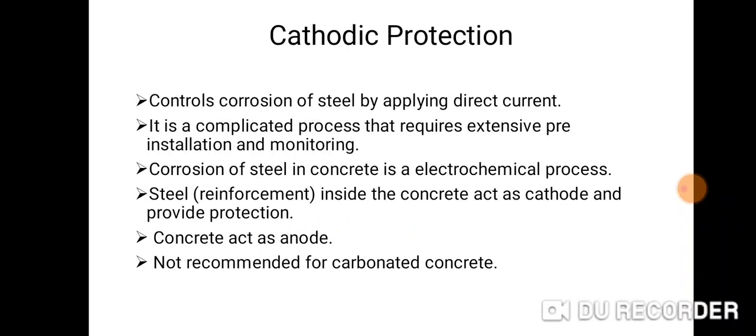Cathodic protection controls corrosion of steel by applying direct current. It is a complicated process that requires extensive pre-installation and monitoring. Corrosion of steel in concrete is an electrochemical process. Steel, which is inside the concrete, acts as cathode and receives protection. Concrete acts as anode. It is not recommended for carbonated concrete.